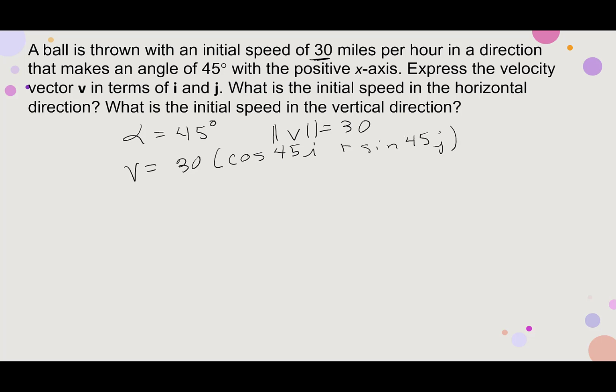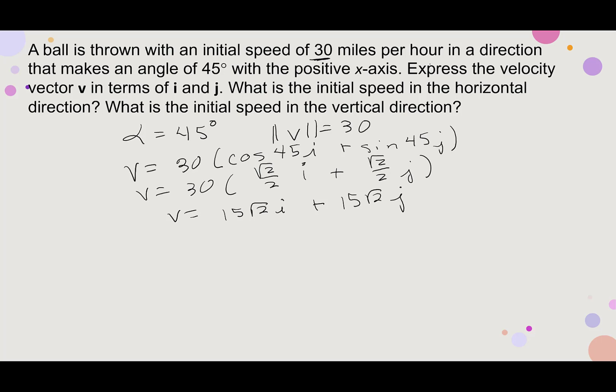So this looks a lot like one we did earlier, because earlier we found cosine of 45 is square root of 2 over 2. That's still i. Sine is also square root of 2 over 2 j. So I'm going to multiply. I have the 30 times square root of 2 over 2. And this time let's go ahead and say 30 divided by 2 is 15. So I have 15 square root of 2 i. Same thing, 30 times square root of 2 over 2 is 15 square root of 2 j. So we have done part 1, which says express the velocity in terms of i and j.